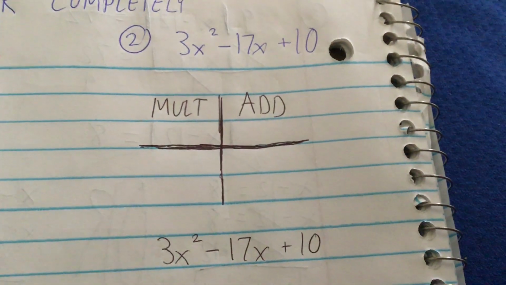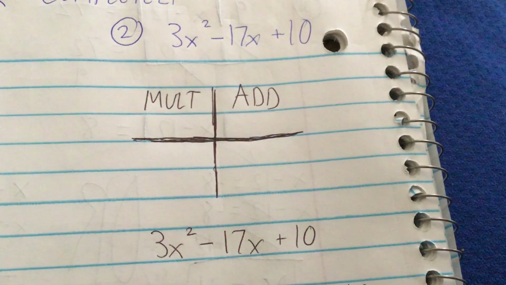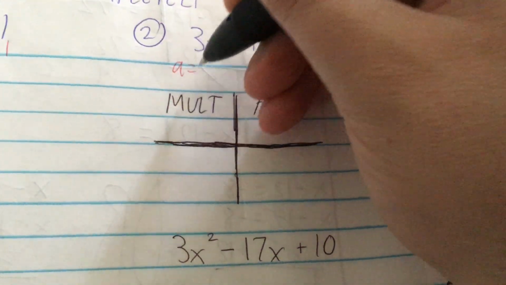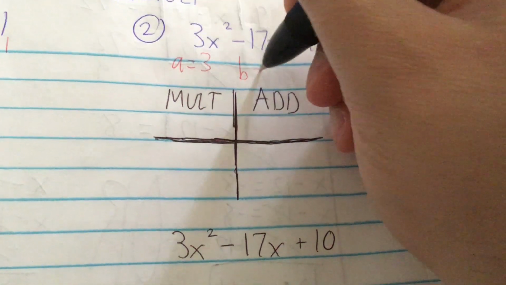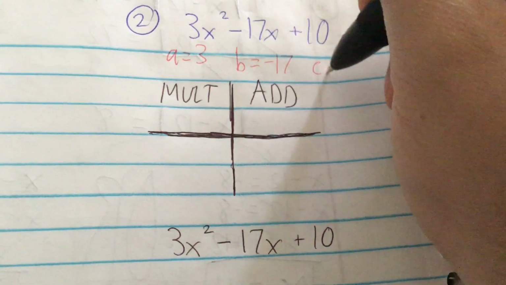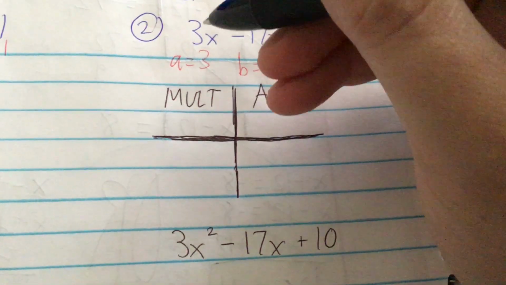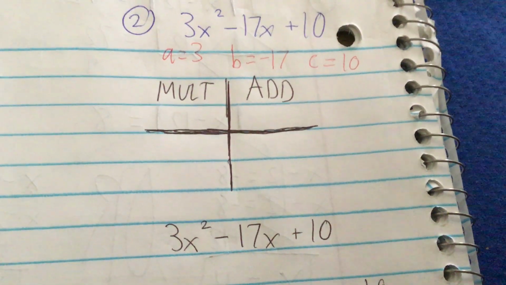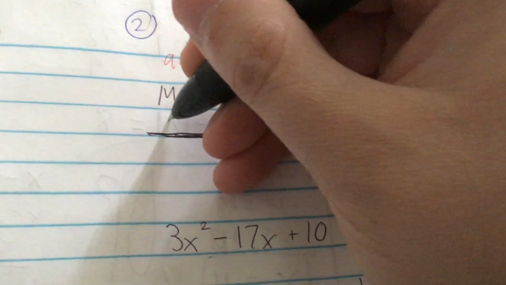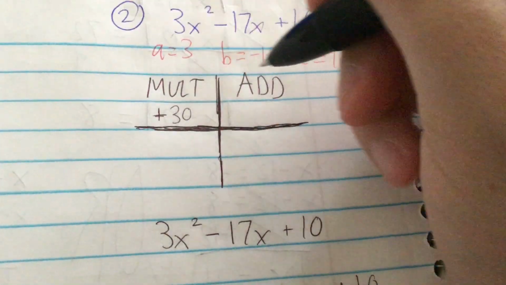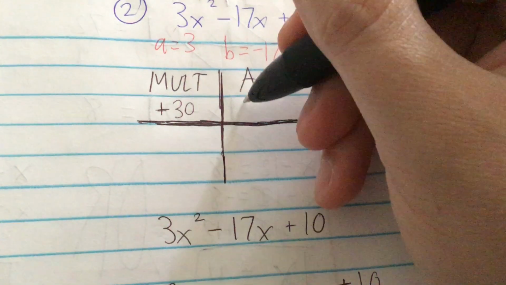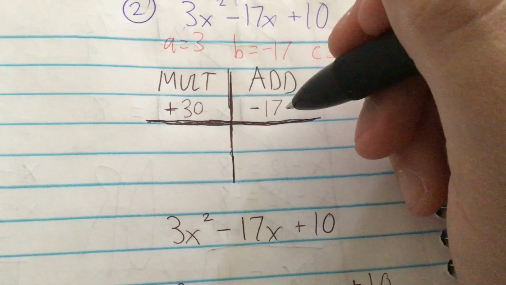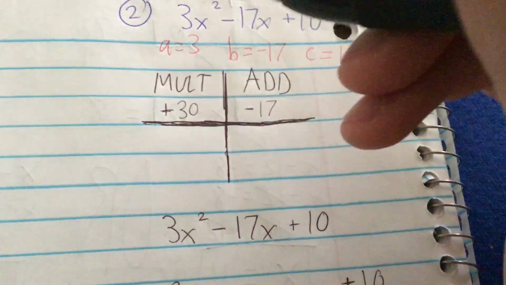So we need to figure out what multiplies to AC. Let me get my black pen. My red is going to label the A as positive 3, the B as negative 17, and my C as positive 10. So what multiplies to AC and adds to B? Well, the A and the C, 3 times 10, that's positive 30. The sum needs to be B, negative 17. So if it multiplies to a positive and adds to a negative, then the two numbers need to be negative times negative.